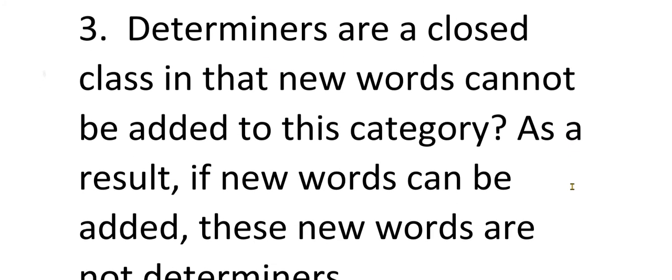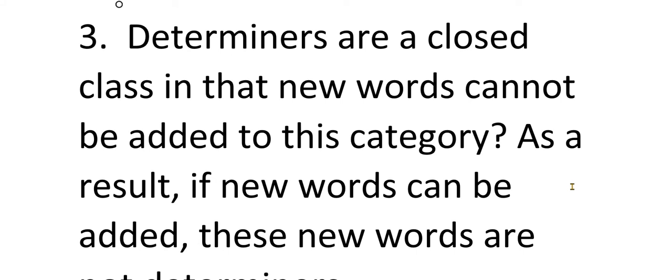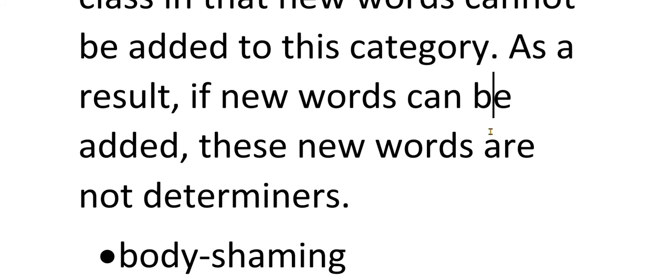Number three, I don't know if this is going to help you that much, but we have what's called open class category words. We have closed class category words. So open class means we can add words to the category every year. A closed class means we cannot. Typically, prepositions, determiners, and auxiliary verbs are closed class category words, which means we cannot add words to that category. So as a result, if new words can be added, these words are not determiners.